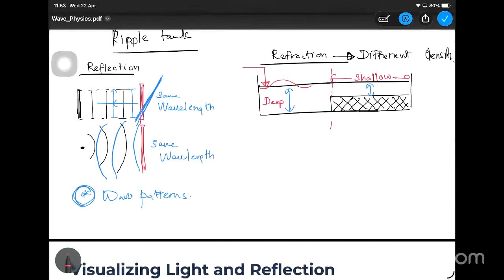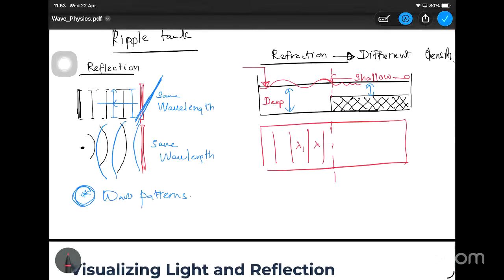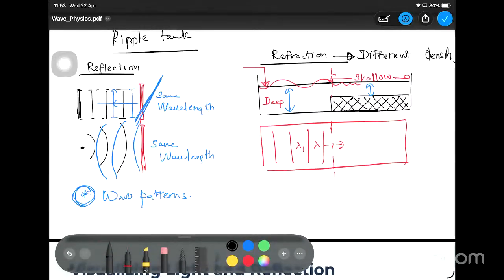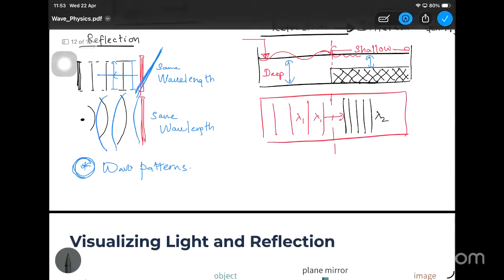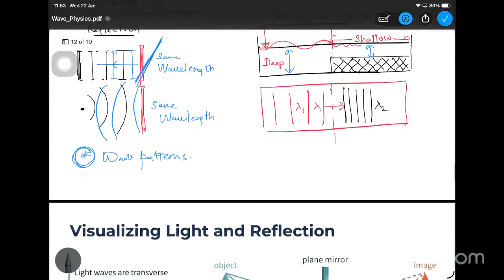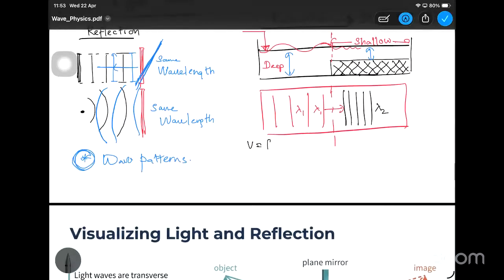There will be waves generated, and once they enter the shallow region, the wavefronts will change. If we look from above, this is the shallow region. Here you will get waves like this, let's say with wavelength lambda 1. Once they enter the shallow region, their wavelength will decrease like this. They will have wavelength lambda 2. To explain that difference in wavelength, we are going to use the equation V equals F lambda.